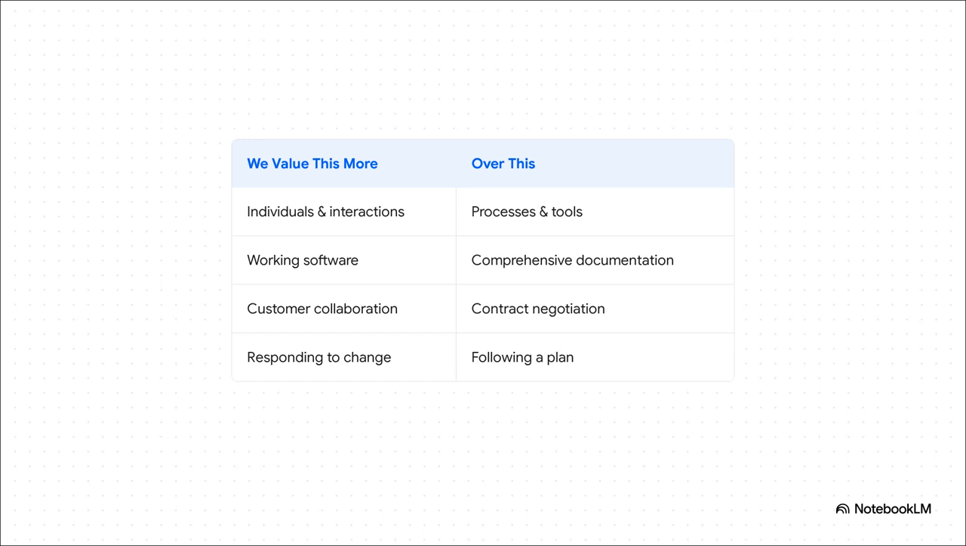Now this right here, this is the beating heart of the whole Agile mindset. It's from something called the Agile Manifesto. And the idea is really simple. It's not that the things on the right, like processes and plans, are bad. They have value. But Agile says that the things on the left have more value. Things like actual human conversations, having software that works, collaborating with your customer, and most importantly, responding to change instead of just blindly following a plan.